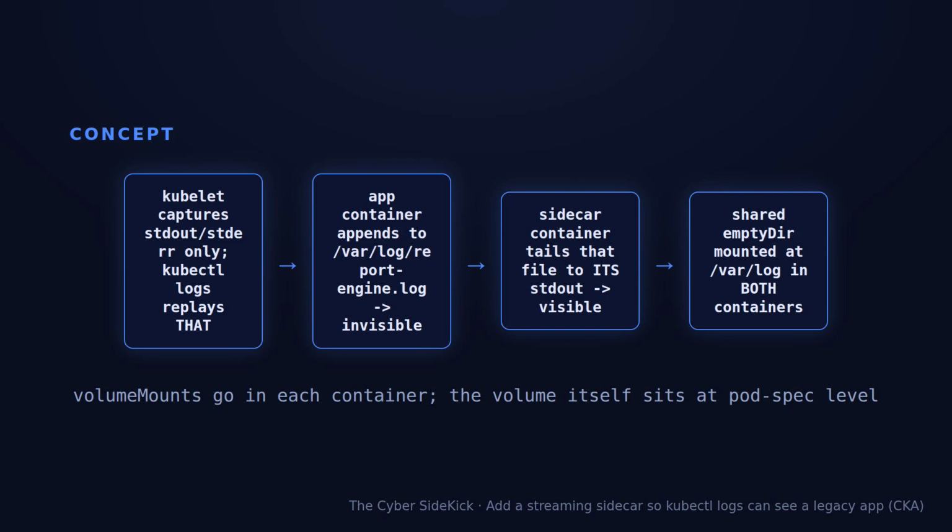The documented fix is a streaming sidecar. Put a second container in the same pod whose only job is to tail that file and echo it to its own standard output, where the pipeline picks it up. That works because containers in a pod can share volumes. Mount one volume, and emptyDir is plenty, into both containers at the directory holding the log file.